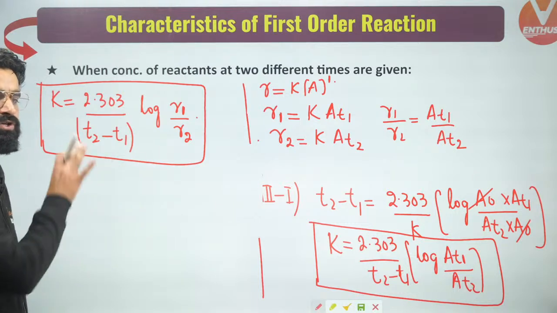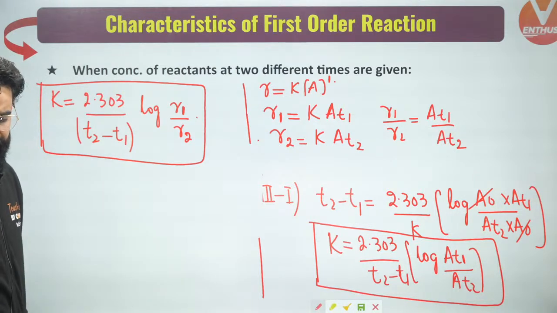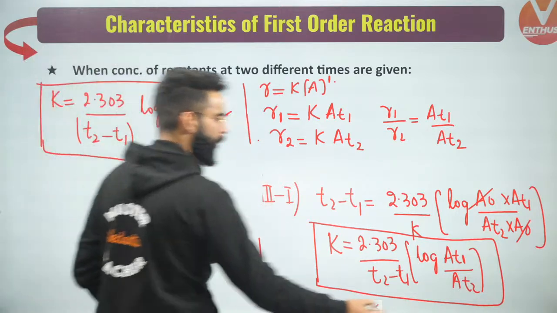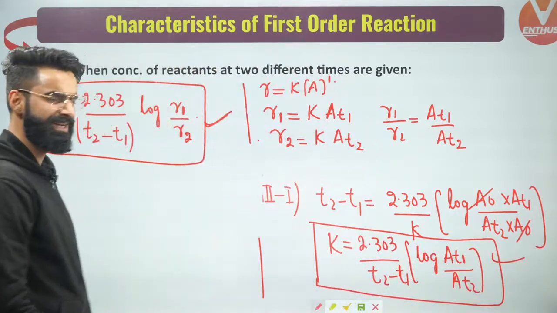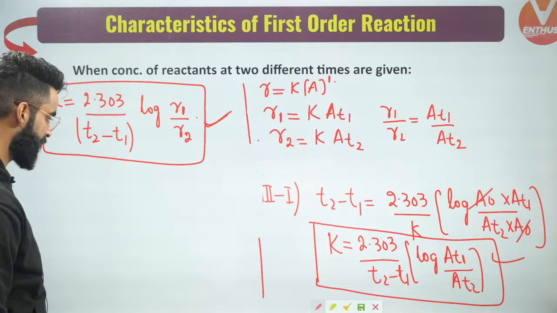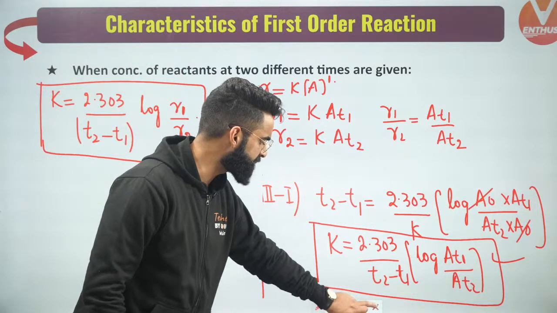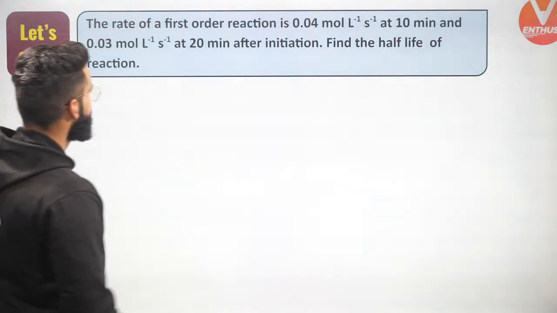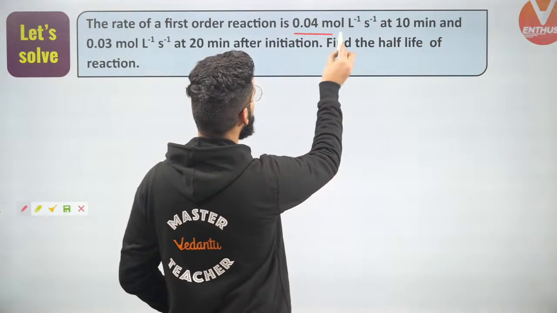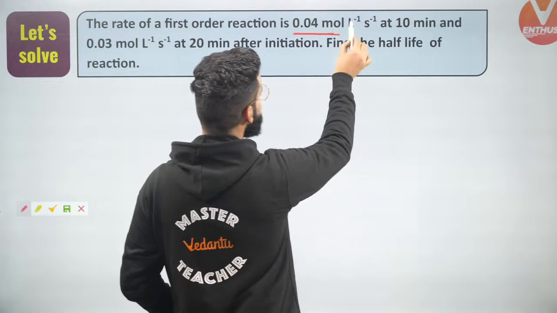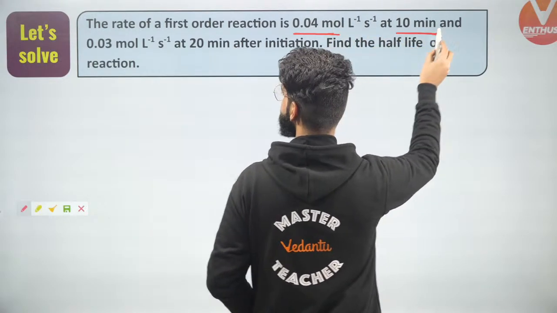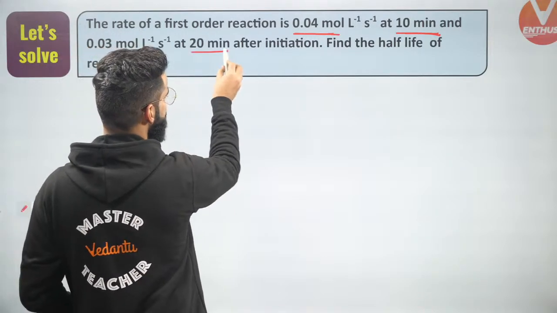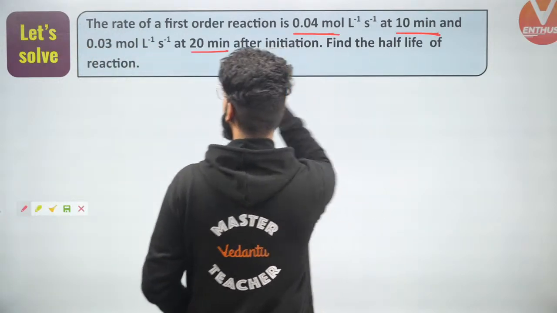There is one specific pattern of questions based on this expression. Let's get to know what that question is all about, which we can solve from this expression. So I hope this is clear. Let's move on to the question in which I'm going to use this expression. See guys, the rate of the first order reaction is 0.04 mole liter inverse second inverse at 10 minutes and 0.03 moles liter inverse per second at 20 minutes after initiation. Find the half-life of the reaction.